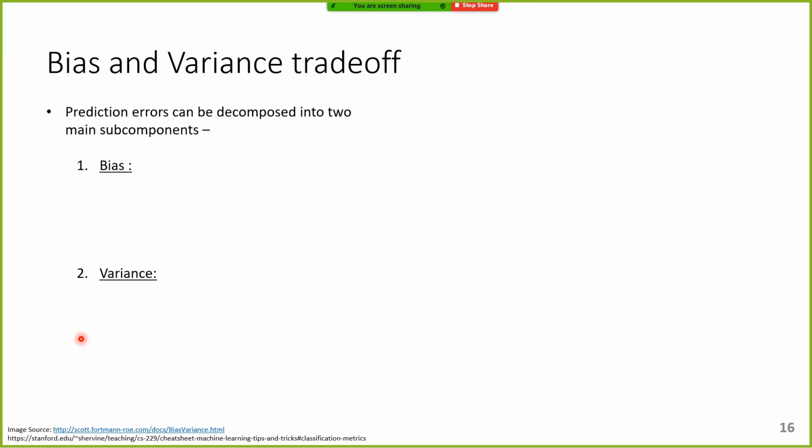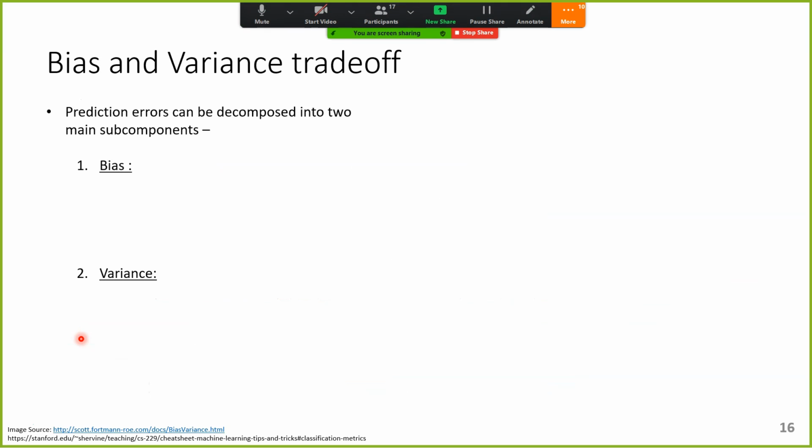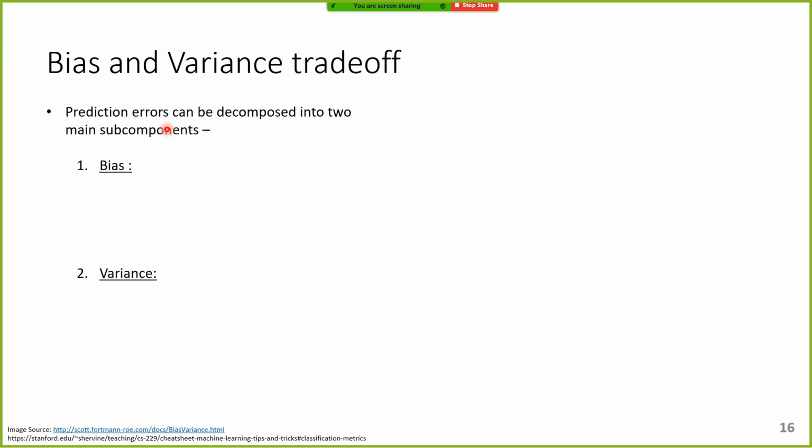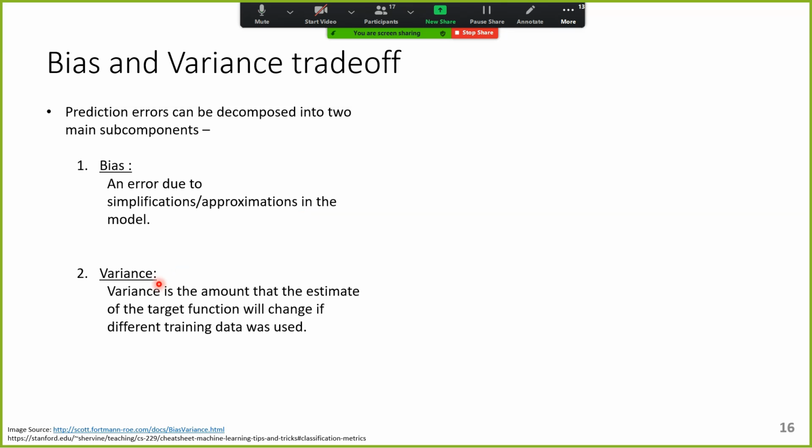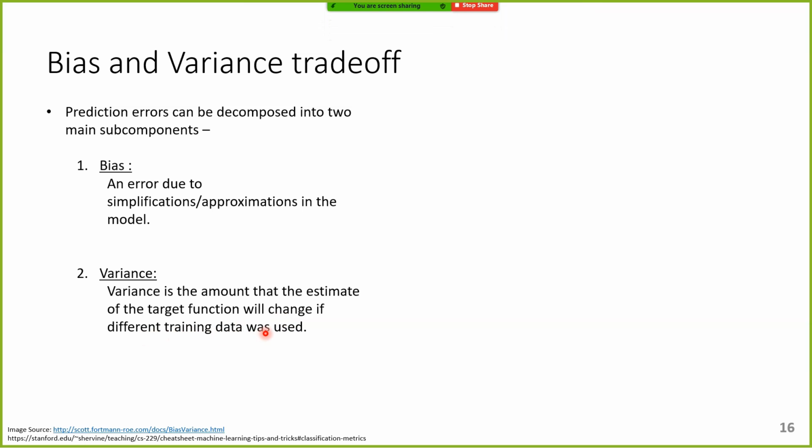The next term that is quite important is the bias and variance trade-off. Any prediction error that we see in a model can be attributed to two different categories. First is bias and the second is variance. Bias is an error due to simplification or approximation in the model, whereas variance is the amount that the estimate of the target function will change if we use different training data.